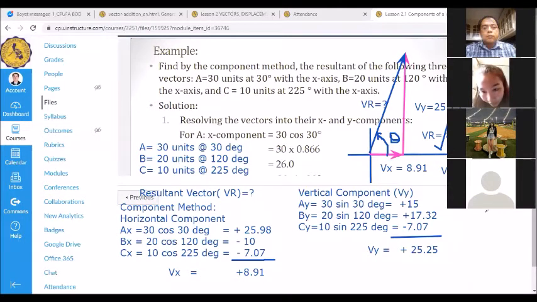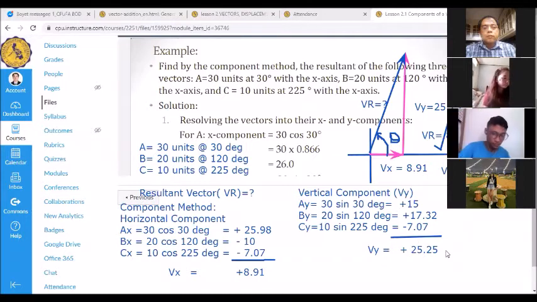26.78, sir. Okay, so that is it. And how about our angle, guys? Let's just complete this one. How do we get the angle? Can we use the tangent function?